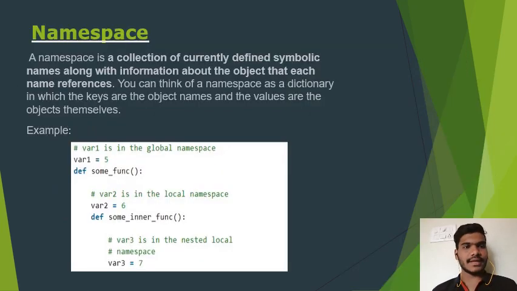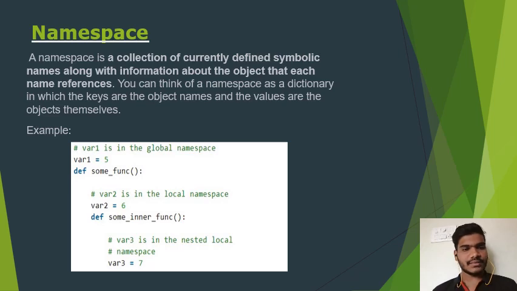Namespace. A namespace is a collection of currently defined symbolic names along with information about the object that each name references. You can think of a namespace as a dictionary in which the keys are the object names, and the values are the objects themselves.